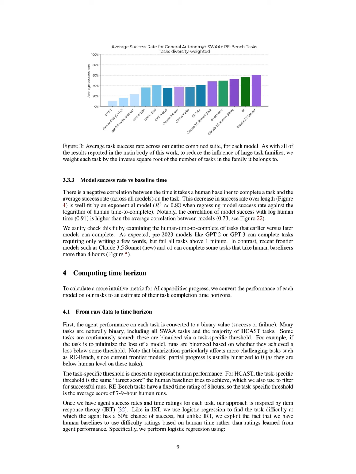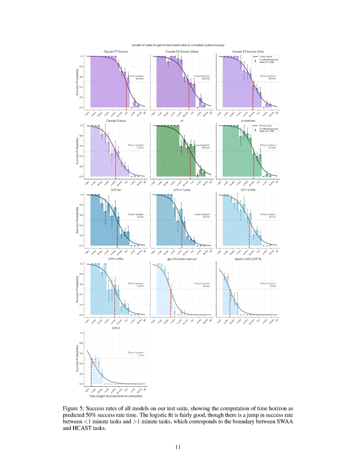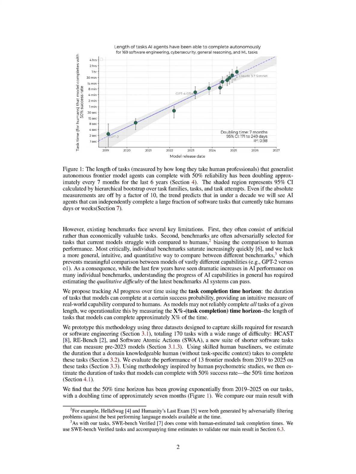This process is repeated for different success probabilities, e.g., 80%, to derive corresponding time horizons, allowing us to track AI capabilities over time. Ultimately, we find that the 50% time horizon has been growing exponentially, with a doubling time of approximately 7 months from 2019 to 2025.